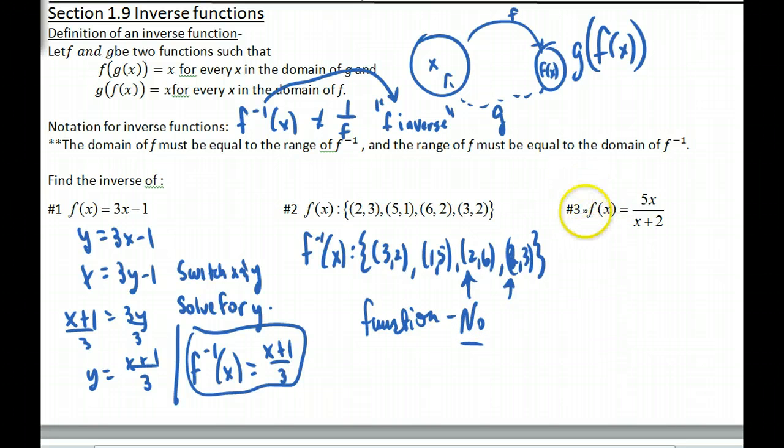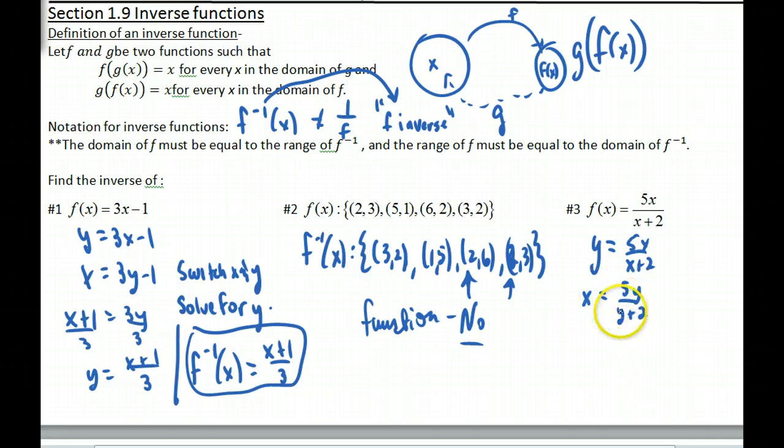So let's switch x and y here and see what we get. Why don't you try it, and I'll pause this. Oh, no, I need to show you this one. So if I have y equals 5x over x plus 2, now I want to switch the x and y's. So x is equal to 5y over y plus 2.